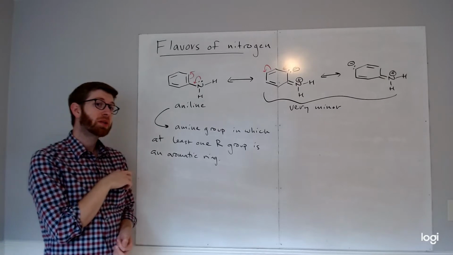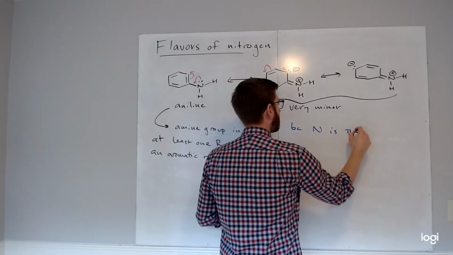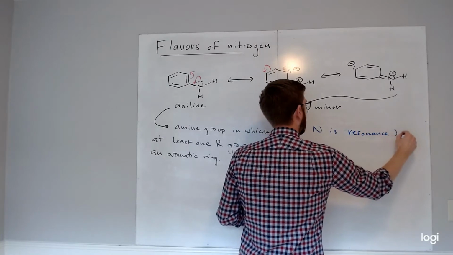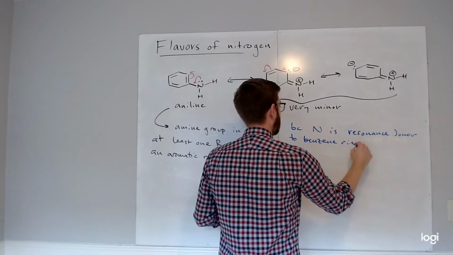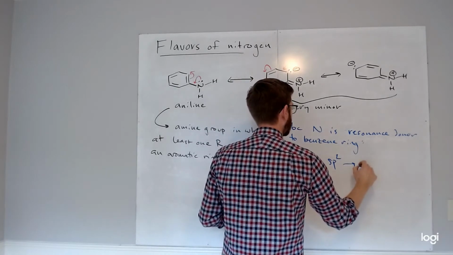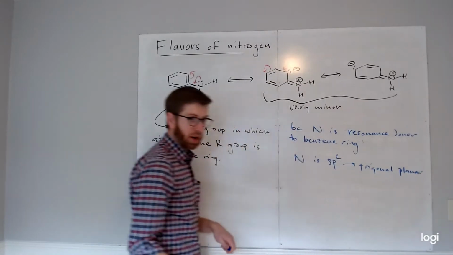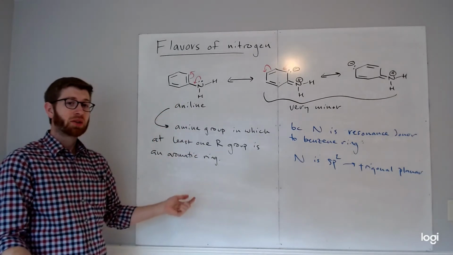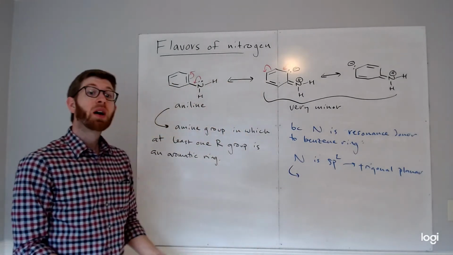And that tells us a few things. One, the nitrogen is still going to be sp2 hybridized. So because nitrogen is a pi or resonance donor to the benzene ring, N is sp2 hybridized and therefore trigonal planar. Remember, anytime I'm invoking an atom like a nitrogen as a resonance donor, it has to have a p orbital to do that, and that requires it to not be sp3. That also means that the nitrogen lone pair is going to be somewhat more stabilized.